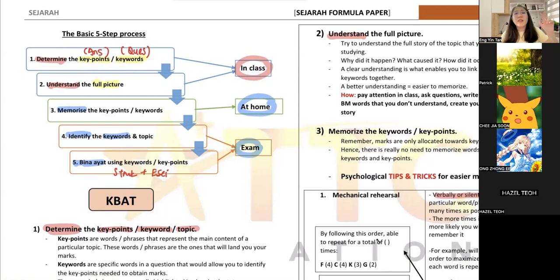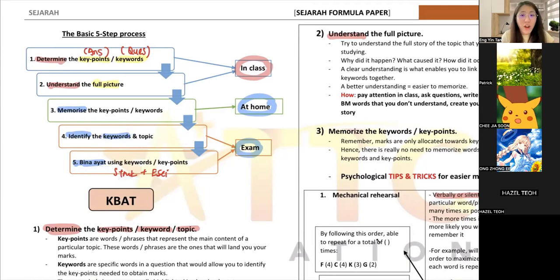So during the class, I hope you guys are doing this. I'm not asking you to memorize, because the memorization work will be done at home. Meaning after the seminar, only then you go back and memorize. Then during the exam, make sure you use the keywords. You identify the keyword and the topic, and you bina ayat. For structure and essay, you need to bina ayat.